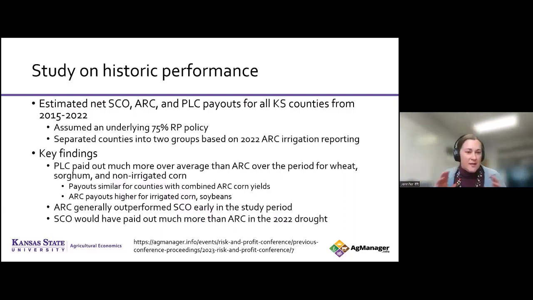Now, this is the average, and a lot of producers are changing their strategies based on market conditions, and the differences over time are pretty interesting and instructive. ARC did generally have higher average payouts than SCO earlier in the study period, but SCO paid out much more than ARC in the 2022 drought. That's really related to the different prices used to set both of those policies, as well as the harvest price option that comes along with SCO.